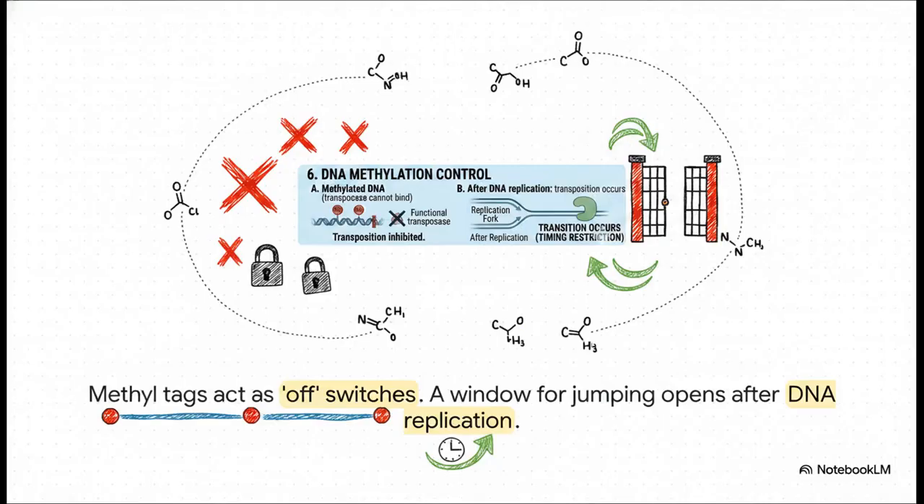And here you can see exactly how it works. These little methyl tags are like chemical do not touch signs. They physically block the transposase from getting a foothold. This also creates a very specific window of opportunity for these genes to jump, right after the DNA replicates, but before the new strand gets its own set of methyl tags. It's an absolutely beautiful bit of timing and control.